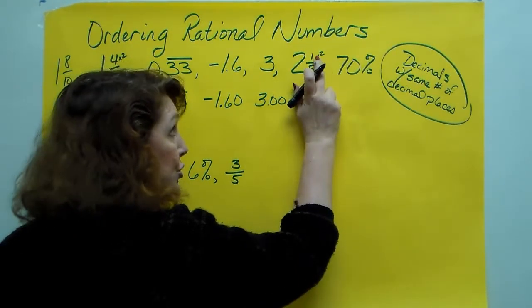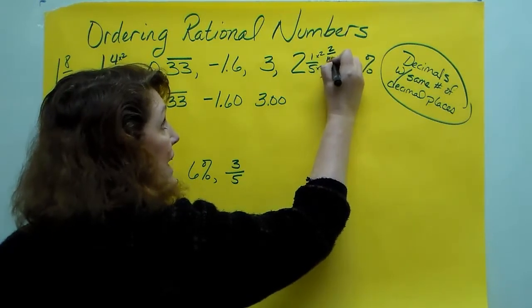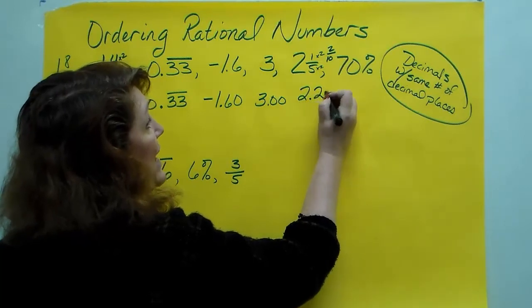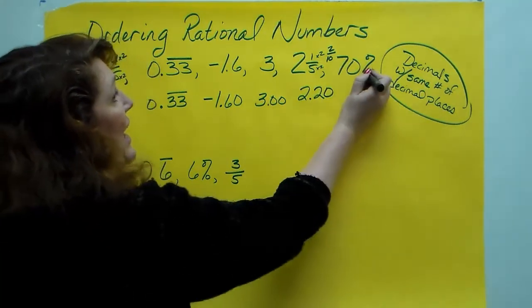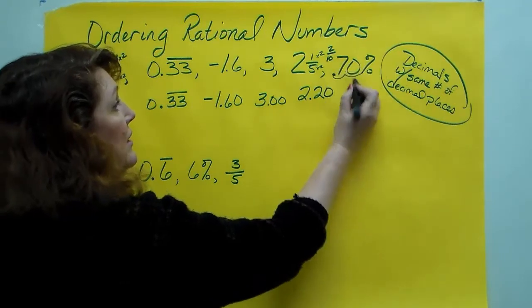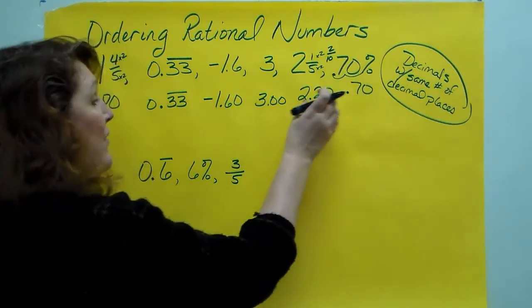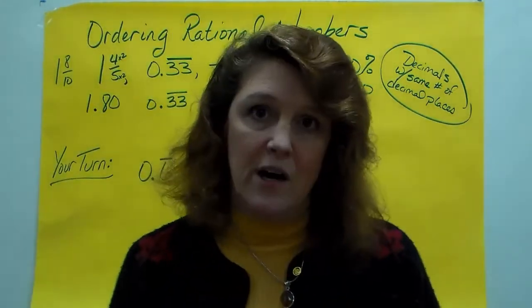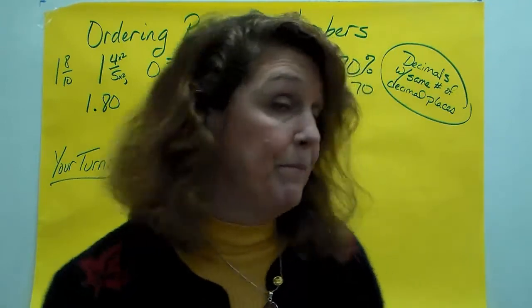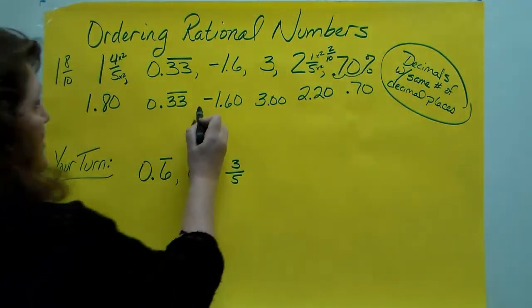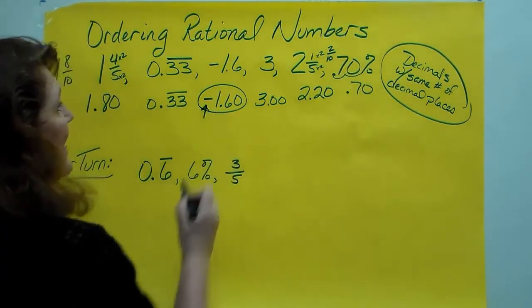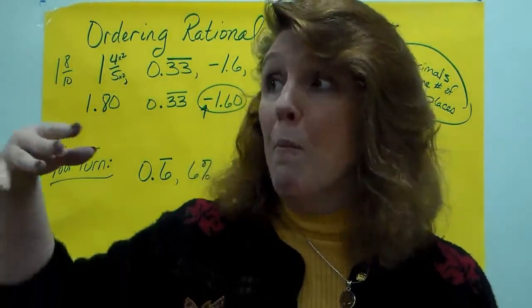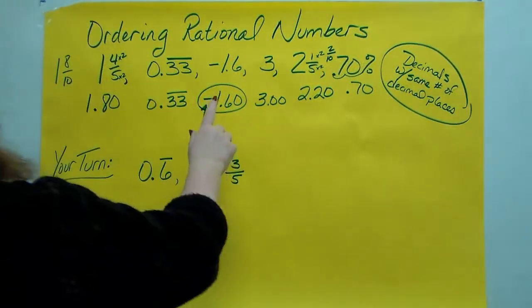That's 2 2/10. So that's 2.2, but I'm going to make it 2.20. And then I'm going to make this 0.70. Now they all have 2 decimal places after the whole number, if they've got a whole number. Now I can compare them. Now I can look and say, well, there's my smallest number. Why? Because it's got a negative sign. Negative signs are always the smallest one. The bigger the number, the more negative it is. So there's my first number.